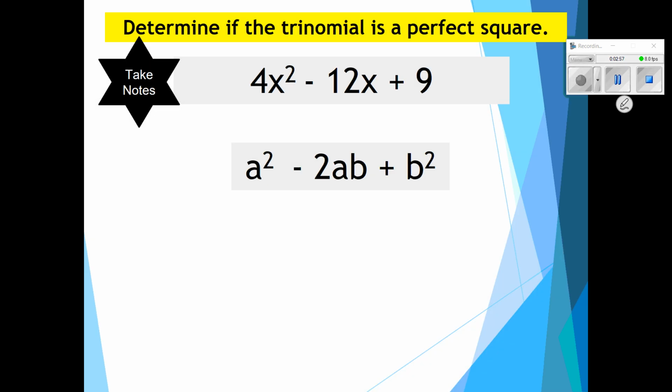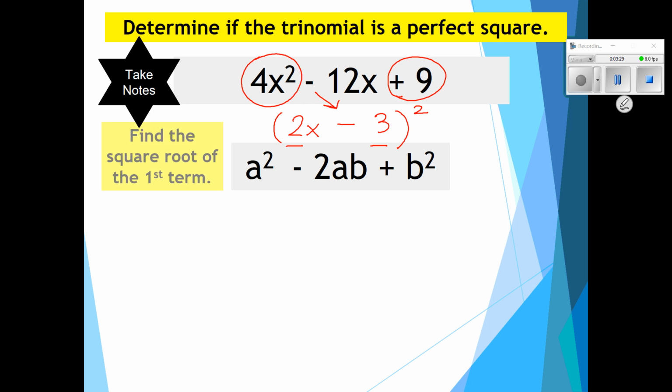There's the steps. So to check it again, we take the first term, 4x squared. We can take the square root of that. That would be 2x. We can take the square root of 9. That would be 3. We bring the sign down, negative. Now to check to see if this is truly a perfect square trinomial, we take the 2 and multiply it times the 3, the a times the b. 2 times 3 is 6. We double it, and indeed it does make 12. So this is a perfect square trinomial. So the factoring is just 2x minus 3 squared.